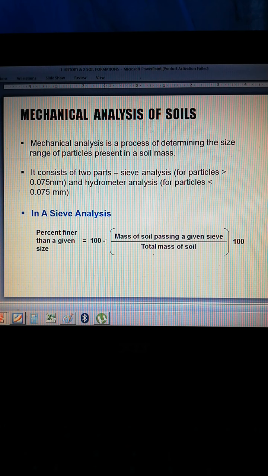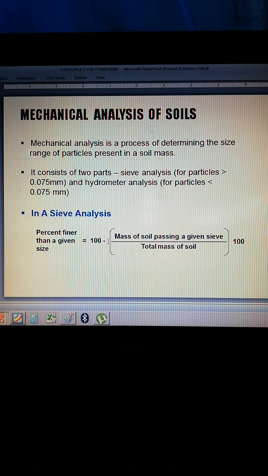Then it could be containing sand, silt, and clay. So this is a formula that we can use to determine how much is the percent of sand, how much is the percent of silt, and how much is the percent of clay. Now actually in the percent of clay, it's more on the hydrometer analysis. So if we talk about percent finer of a sieve number, passing a sieve number, we'll have to study, I will introduce you first to the sieves.